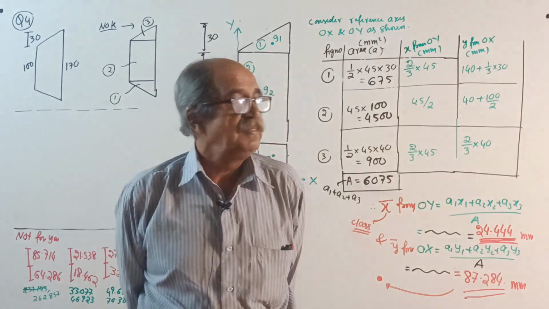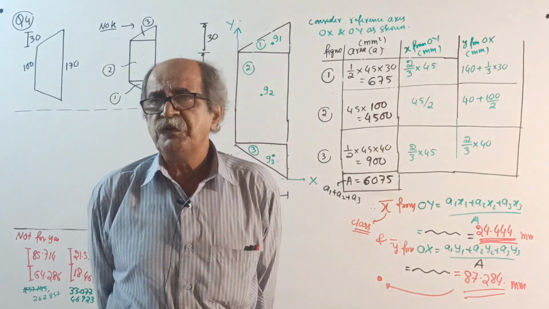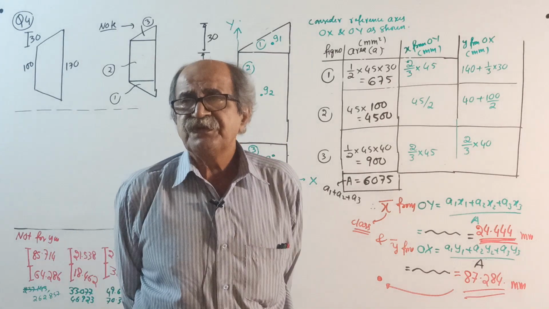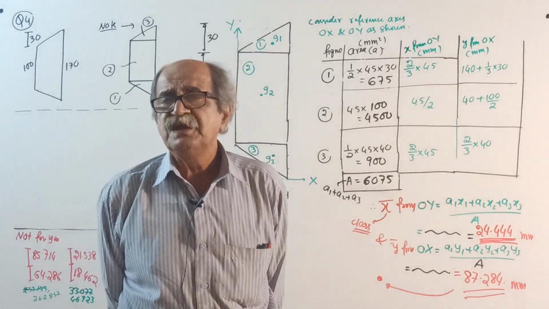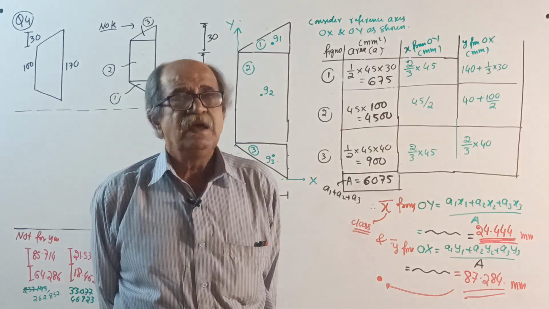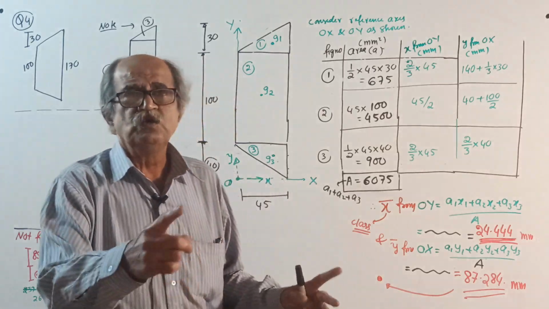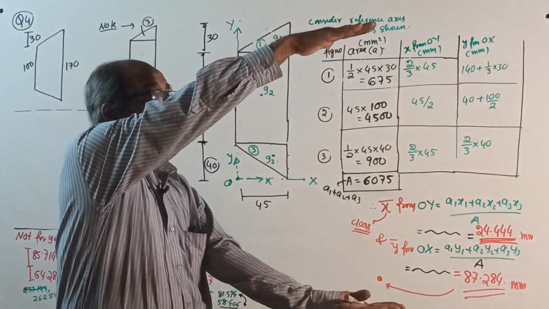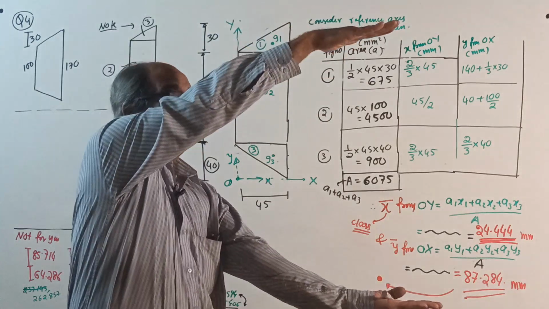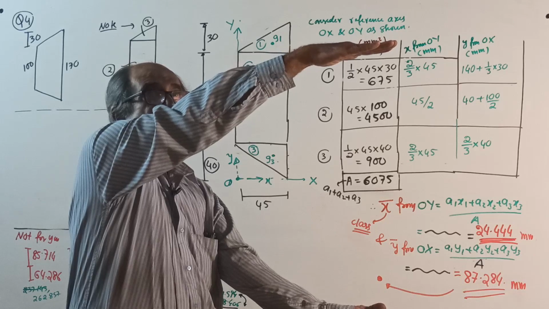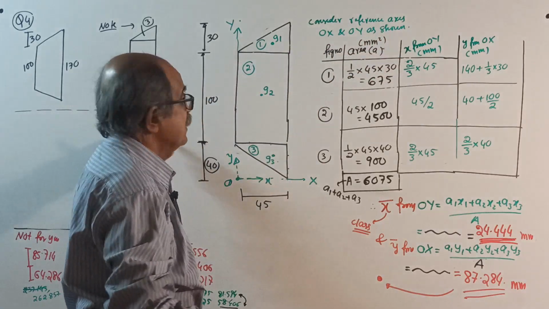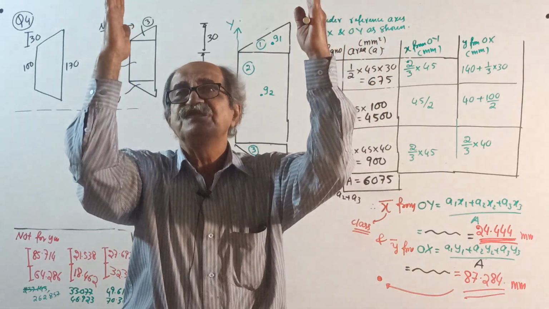Welcome. This is a continuation of the previous class. In the previous class I gave 6 questions. 3 questions are over. In all those 3 questions, the 2 parallel sides were like this. And in today's class, the 3 questions have parallel sides like this.